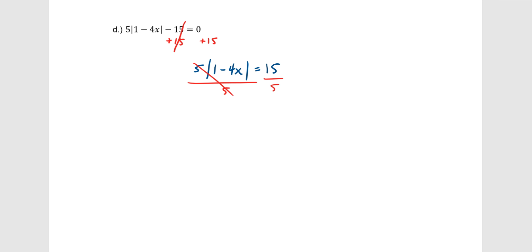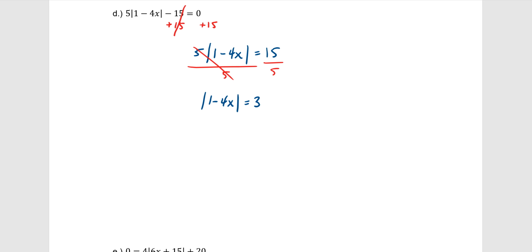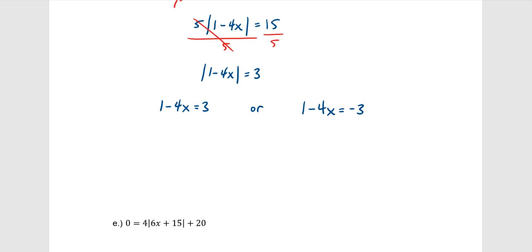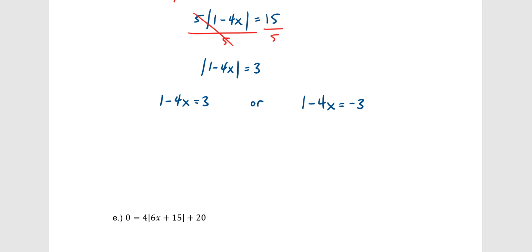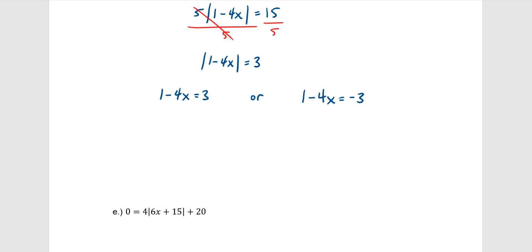So we need to get that absolute value by itself. We get the absolute value of 1 minus 4x equals 15 divided by 5, which is 3. So we have the absolute value isolated. So we drop the absolute value bars. We set it equal to the number. And we also set it equal to the negative number. So we have 1 minus 4x equals 3, and then we also have 1 minus 4x equals negative 3, so we have to solve both of these separately.